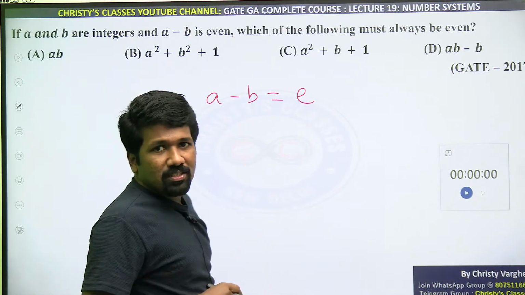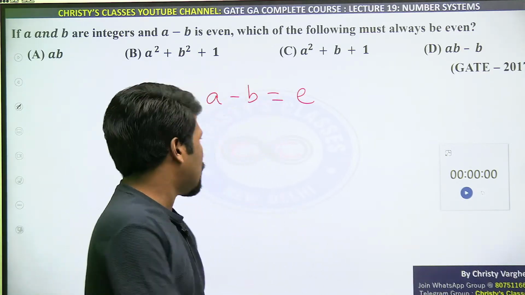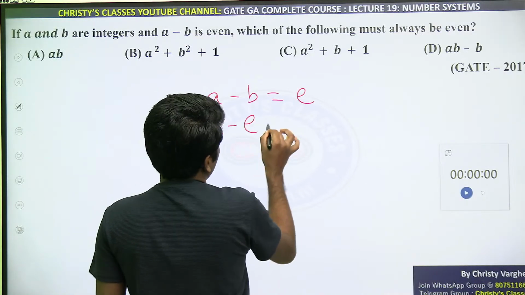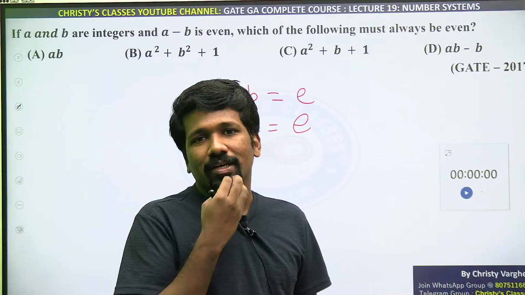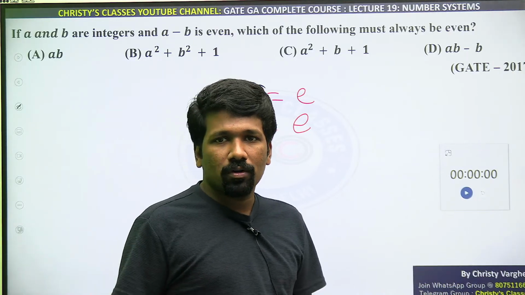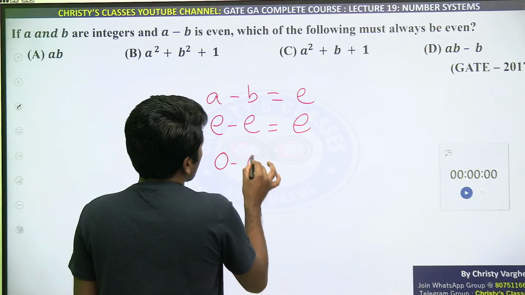The difference of two numbers should be even. So think logically. If both are even, what happens? Even number minus even number is even, right? Check it out: 4 minus 2. Take examples and try: 10 minus 4. Even minus even is even. Similarly, odd minus odd is also even.